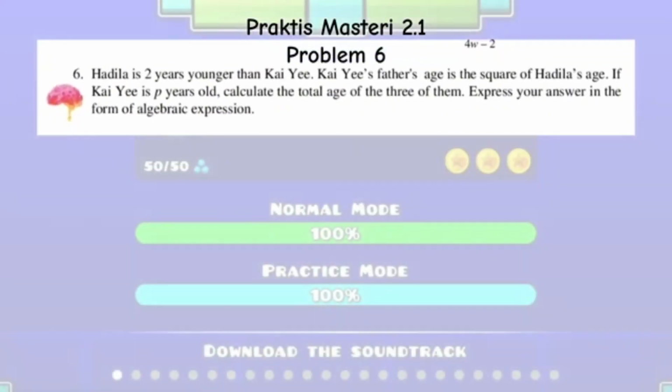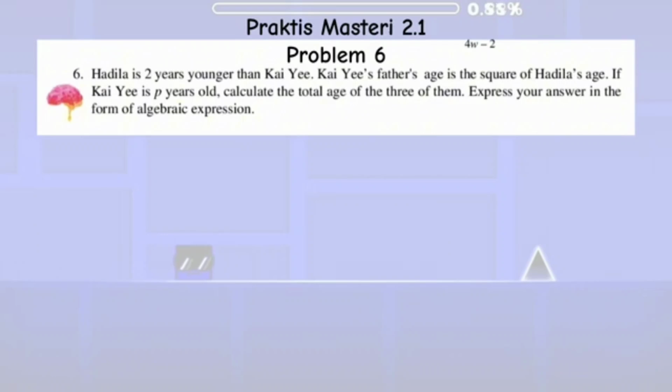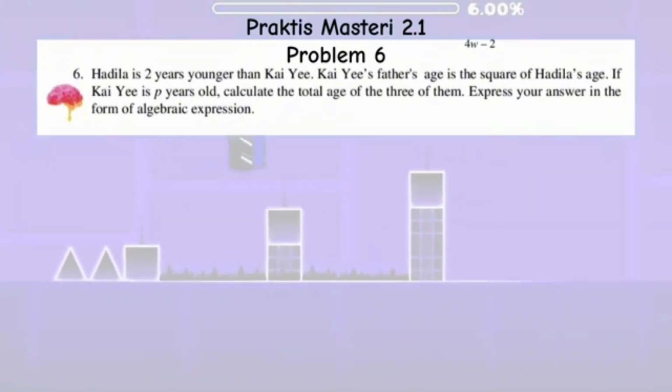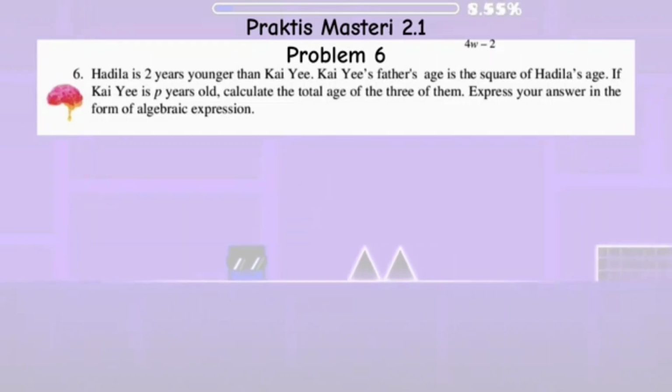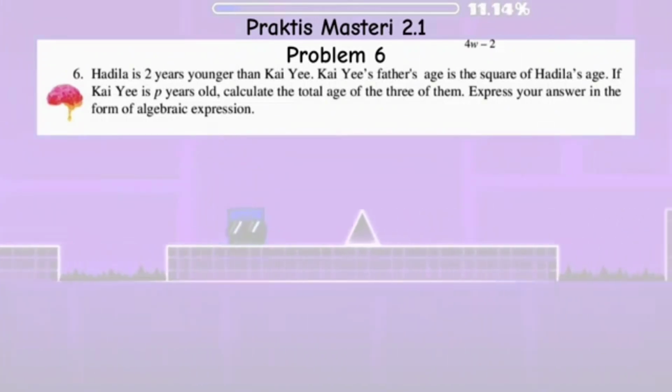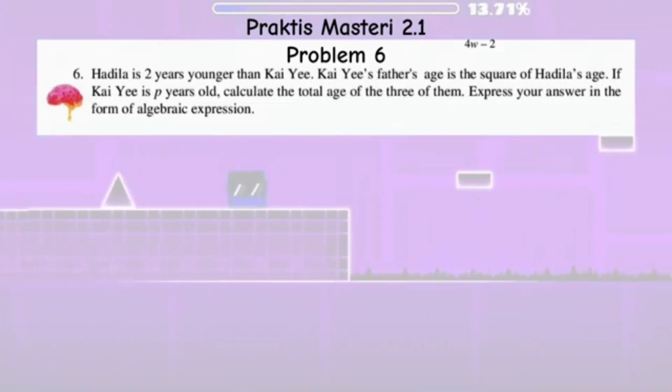Problem 6. Adila is 2 years younger than Kaihi. Kaihi's father's age is the square of Adila's age. If Kaihi is p years old, calculate the total age of the three of them. Express your answer in the form of an algebraic expression.